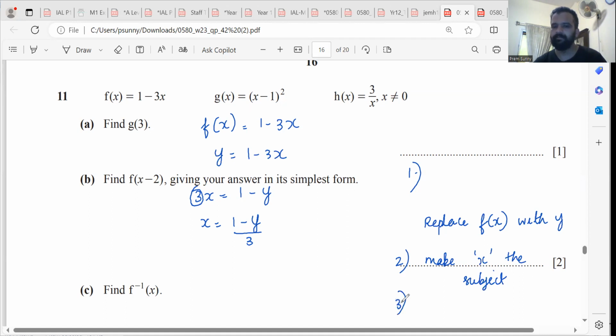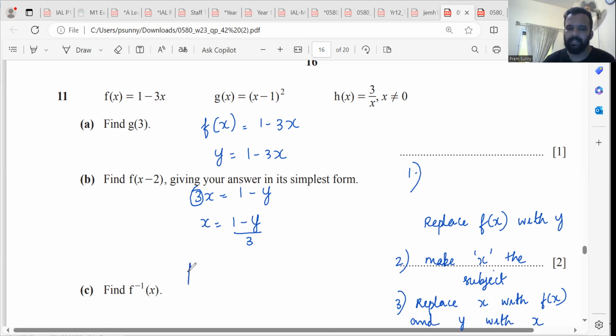Step number 3, replace x with f inverse of x and y with x. So instead of x, you replace it with f inverse of x. And on the right hand side, wherever we have y, we need to replace y with x. So instead of y, I'll just simply write x. So f inverse of x is equal to 1 minus x, the whole thing divided by 3.